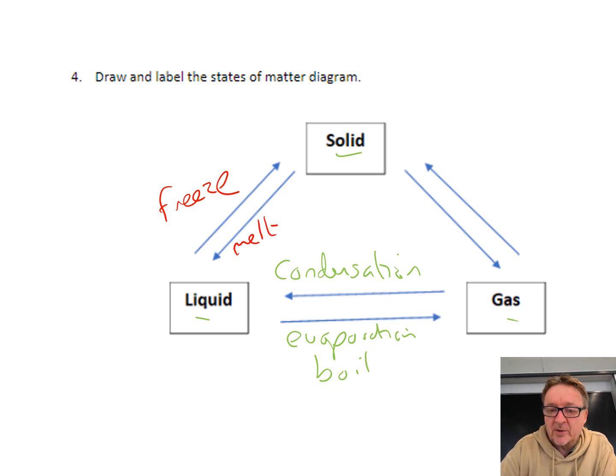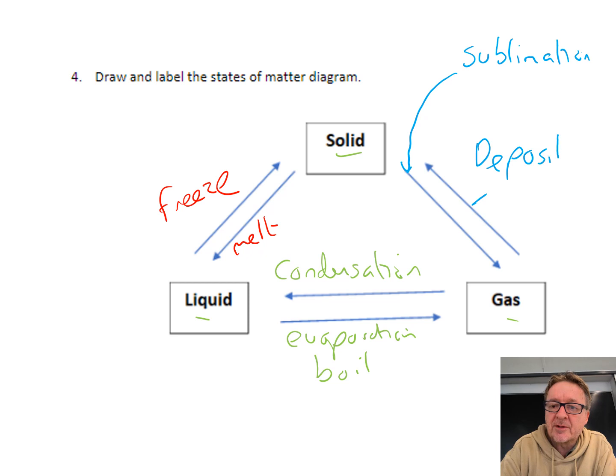And then the 2 weird ones that I'll do in blue. Solid to a gas is sublimation. So that is a solid to a gas, which is that arrow. And that arrow there is deposition. If you think about it, deposition, deposit, so a gas gets deposited as a solid.